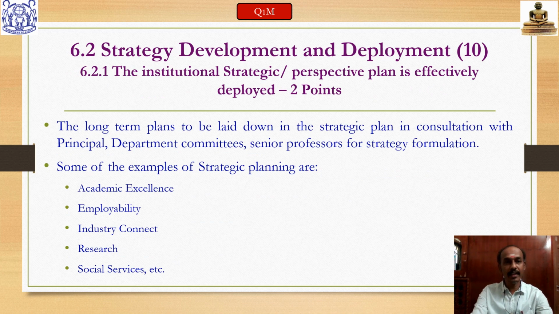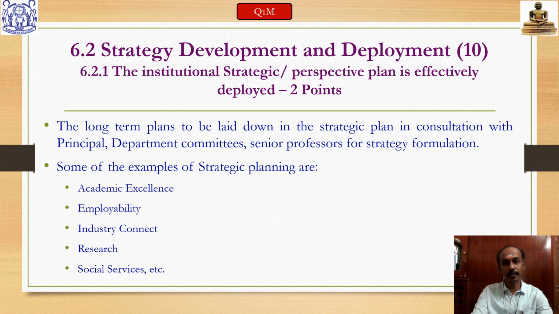So 6.2, strategy development and deployment. The institutional strategic perspective plan is effectively deployed. This is qualitative in nature. Mostly in criteria 6, you will have qualitative information rather than quantifiable information. So here they are asking what your strategic plan is. Like any organization, there should be a proper strategic plan, a future vision. For the next 2 years, what is their plan?